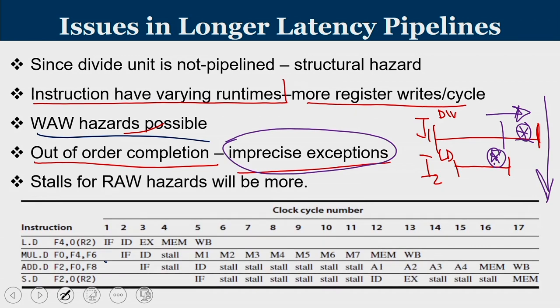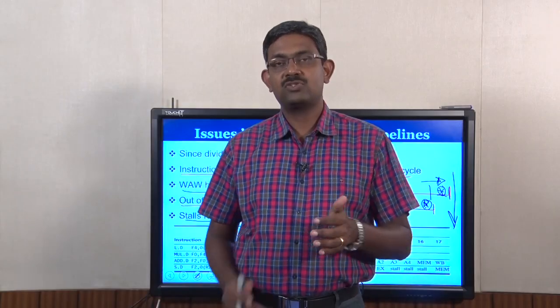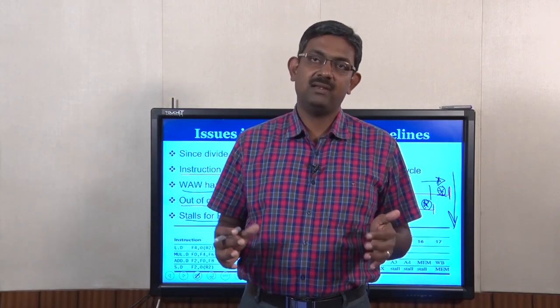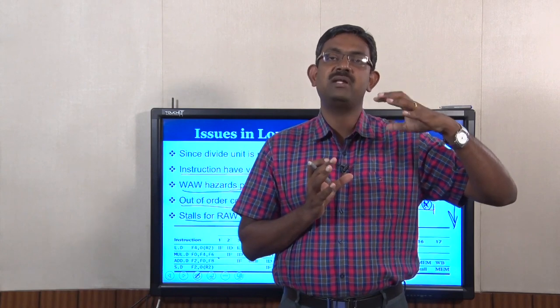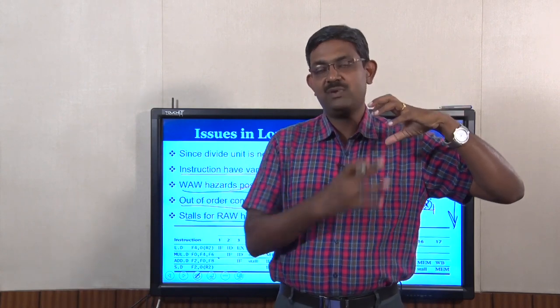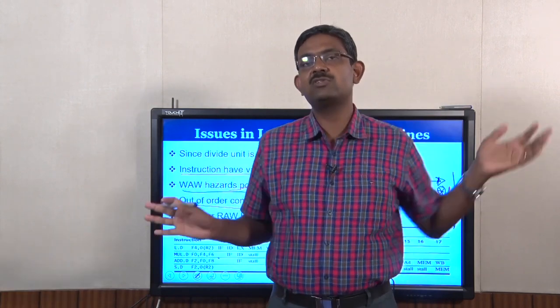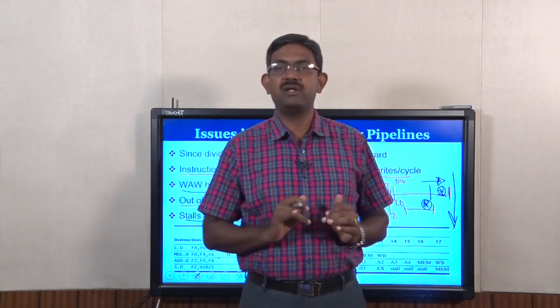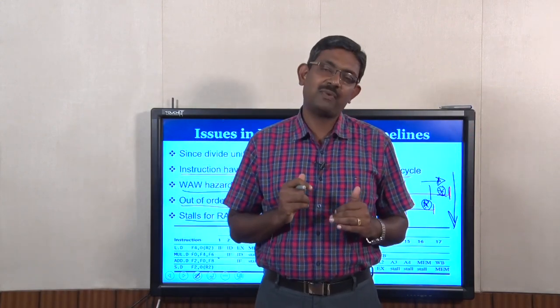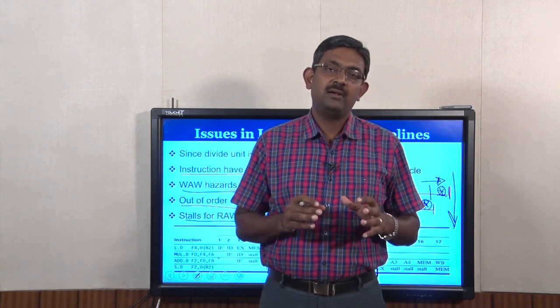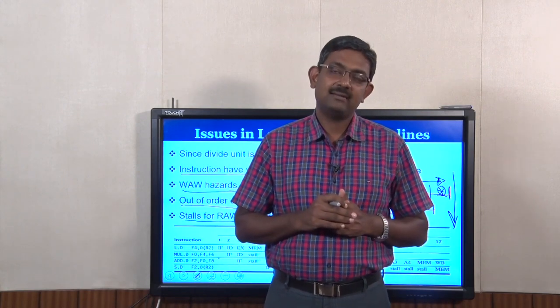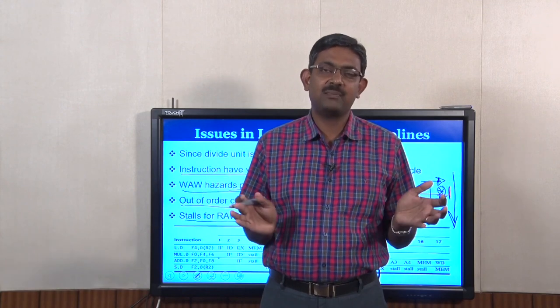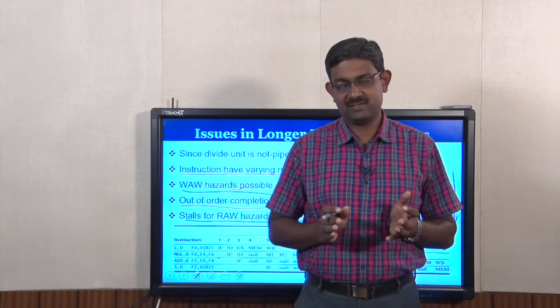Now, stalls for RAW hazards will be much more. Generally, in our normal instruction pipeline, the stall is very minimal. If there is an ALU instruction immediately after a load, there will be a stall between them. But if it is a sequence of ALU instructions, even though there is a data dependency between them, by the technique of operand forwarding we will be able to handle that. But when it comes to multi-cycle pipelines, it may not always be the case.